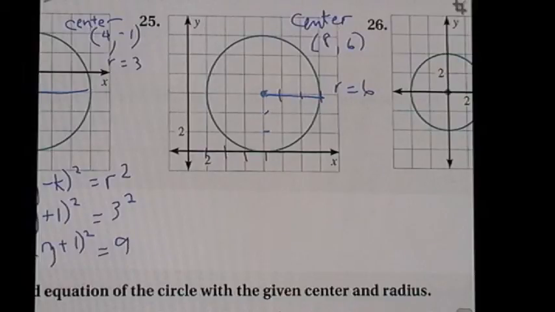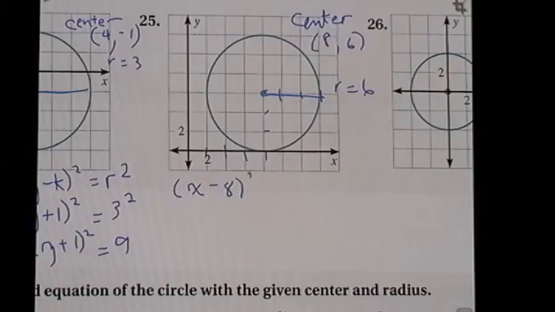So again, x, this is a +8, so it's going to be -8 down here. And then y minus +6, so it's going to be negative here. Squared, don't forget the squared, equals 6 squared. Don't leave it that way. I will take off points.